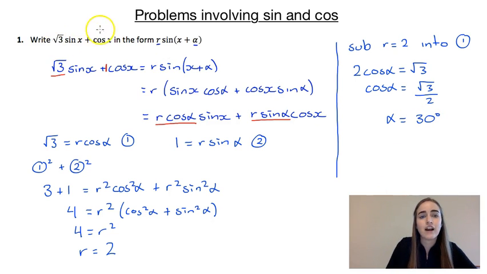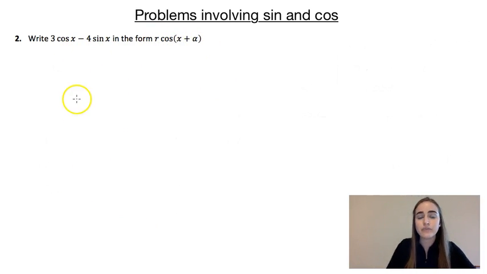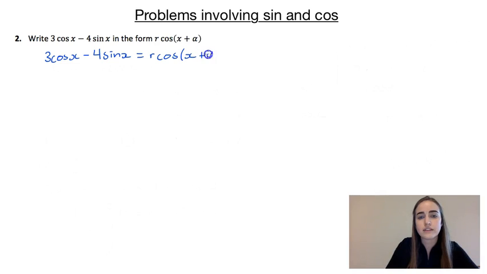So that means we can rewrite this expression here as 2 sine(x + 30 degrees). Our second example is going to be a really similar process, except this time we've got cos instead. So our question asks us to write 3 cos x minus 4 sine x in the form r cos(x + alpha). So again, we're going to write it out as they're equal to each other. So 3 cos x minus 4 sine x is equal to r cos(x + alpha).